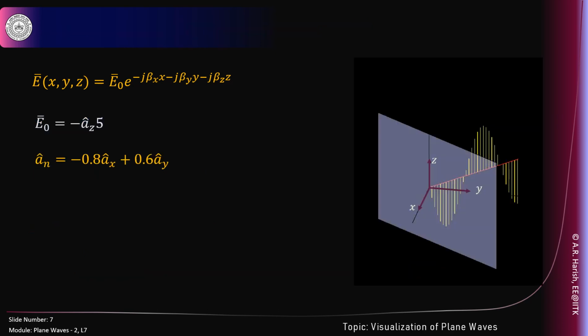Okay, see one more representation. In this particular case, I have chosen a very awkward kind of direction, which is an cap equal to minus 0.8 ax plus 0.6 ay. That is represented by the red line. Look at it for a moment, think about it, and convince yourself that that red line indeed represents the direction of propagation. The yellow lines here represent the electric field, and I can move it.